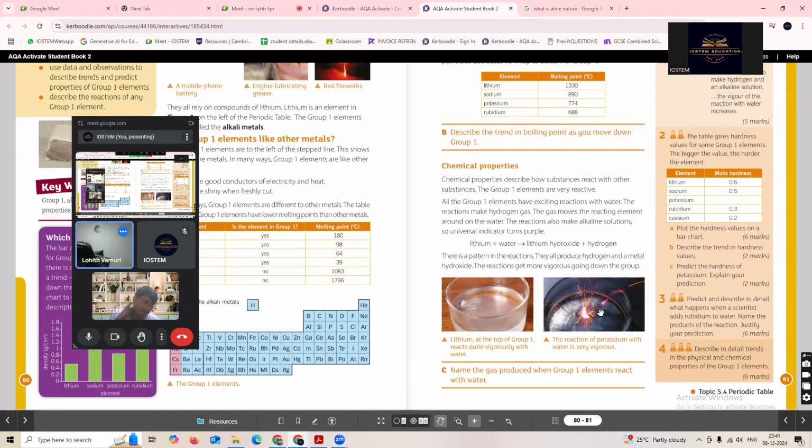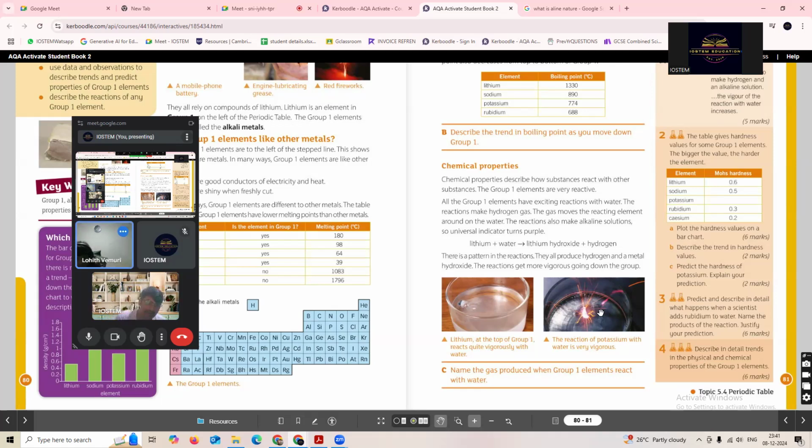Question number 3. Predict and describe in detail what happens when scientists add rubidium to water. Name the products of the reaction. Justify your prediction. When rubidium reacts with water, a salt will be formed because rubidium is an alkali. And hydrogen gas will also be formed. Very good.